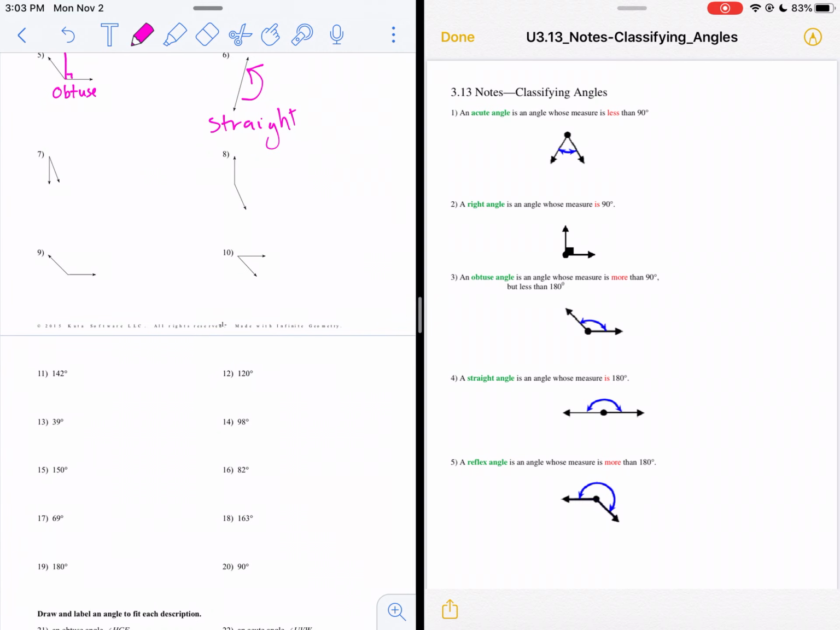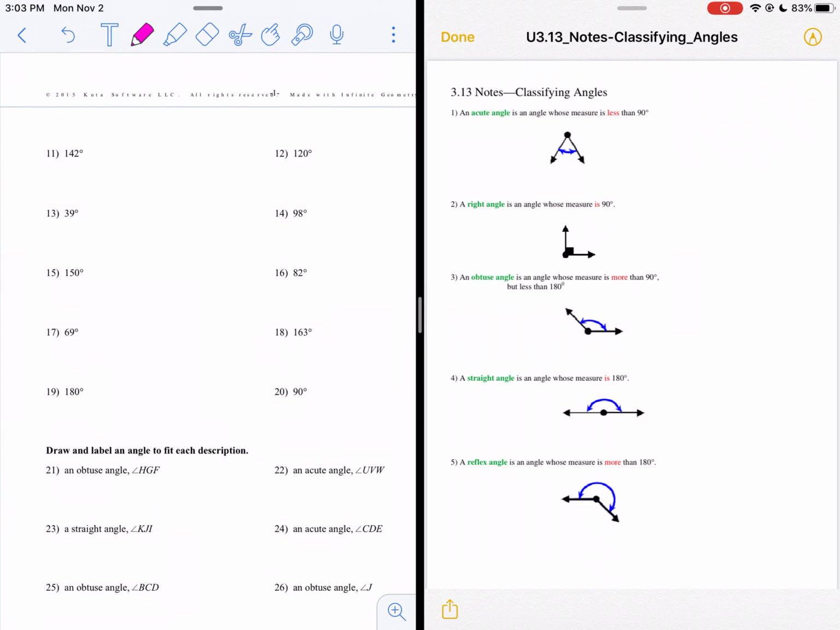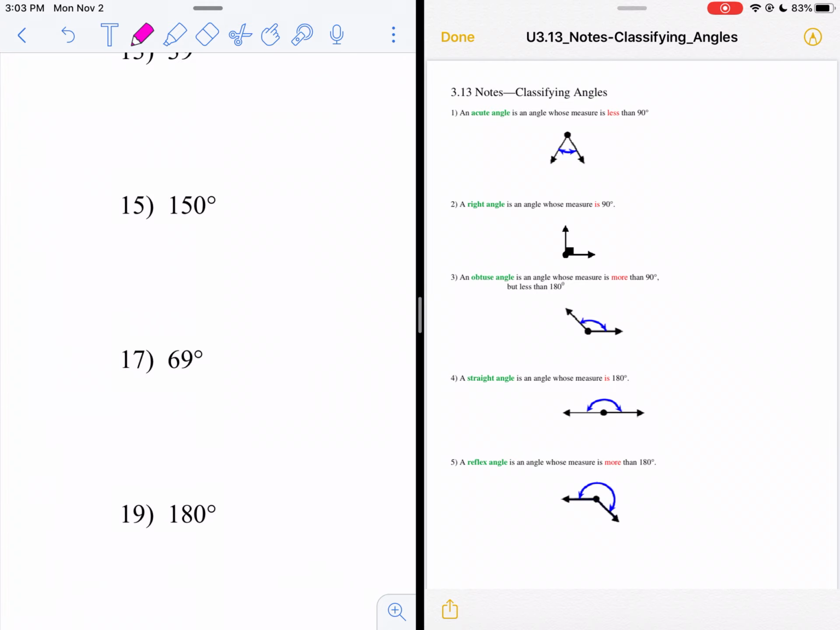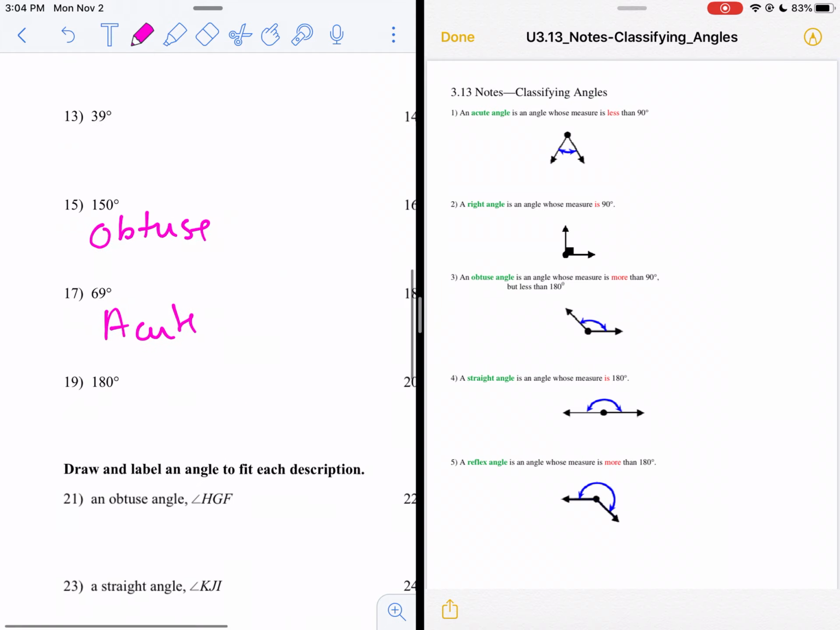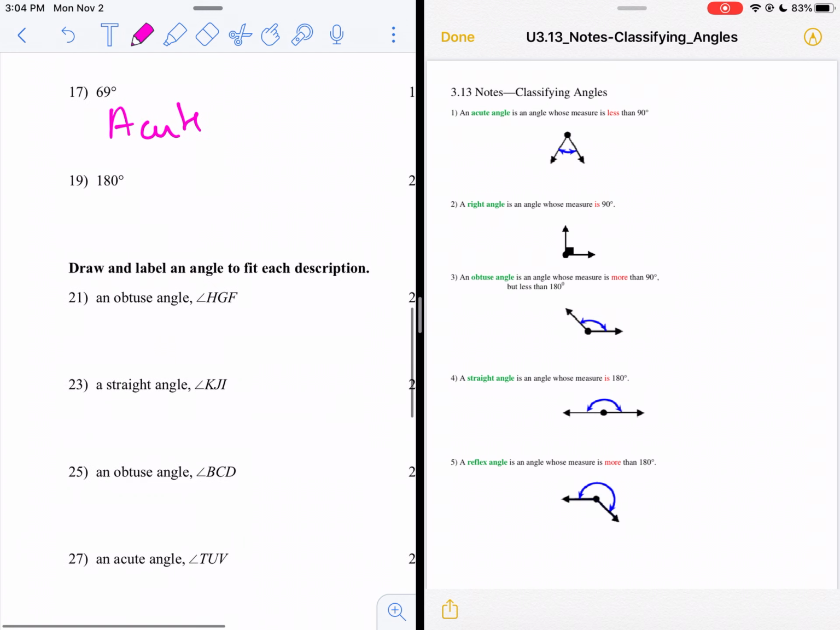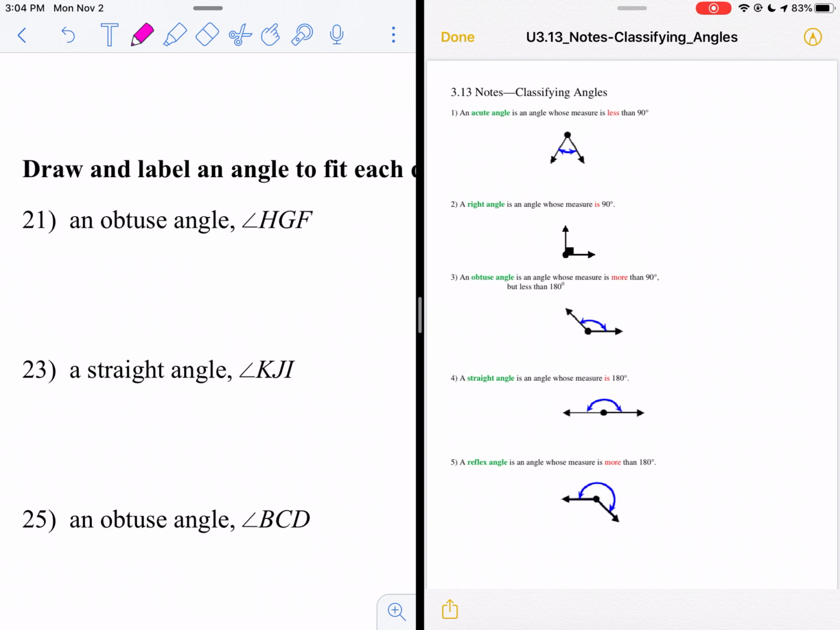All right, so that's the first part. And then instead of giving you a graph, they can give you a measure, just like number 15, 150 degrees. What type of angle is that? It's bigger than 90, so it is going to be obtuse. For 17, 69 degrees, it's less than 90, so it's going to be acute. And so forth. The last part is for you to draw and label an angle that fits each description. So for number 21, they want you to draw an obtuse angle.